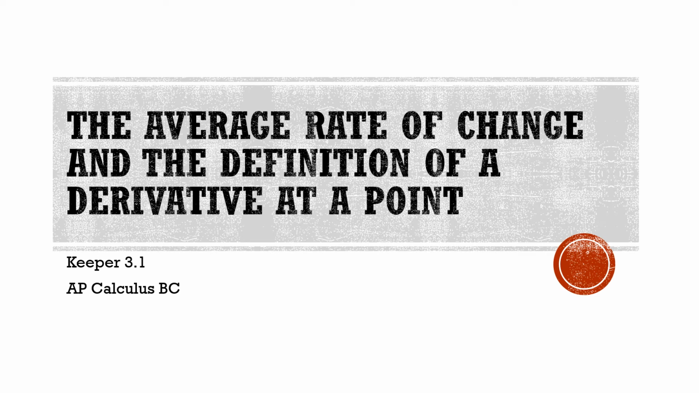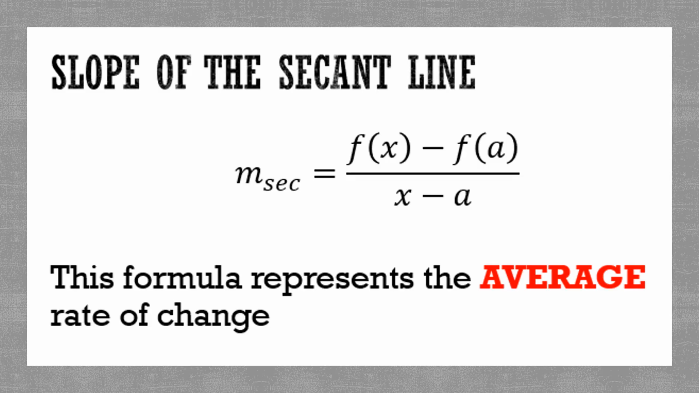Okay, so today we start a new unit, Unit 3, the meaning of the derivative. Today's keeper is keeper 3.1, the average rate of change, and the definition of derivative at a point. All right, so the first definition I want to give you guys is the slope of the secant line.